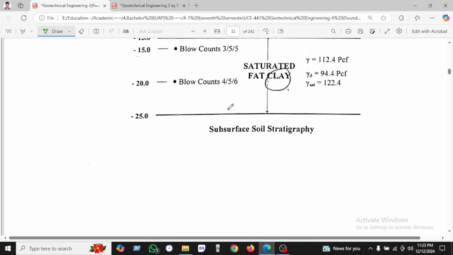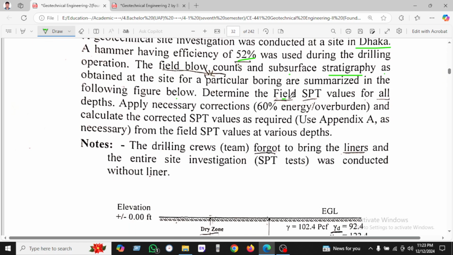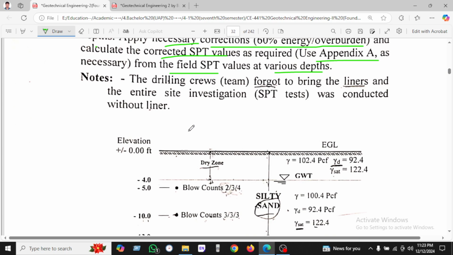The figure is given here. Determine the field SPT blow counts for all depths and apply the necessary corrections for 60% energy and overburden, and then calculate the corrected SPT value as required at the various depths. Note that the drilling crew forgot the boring liner, and the entire set of SPT tests was conducted without liner. So this is our flow, without liner.